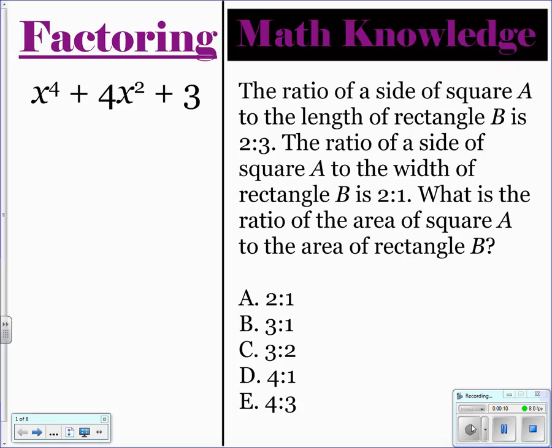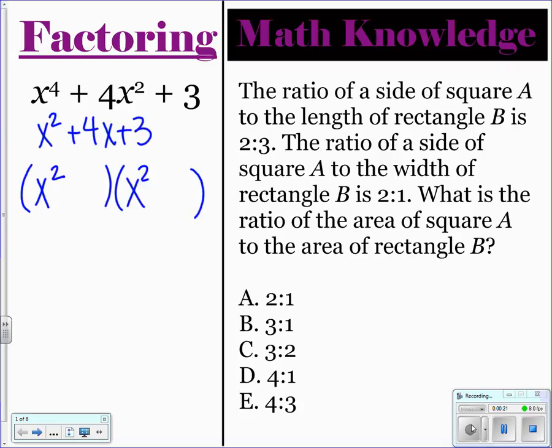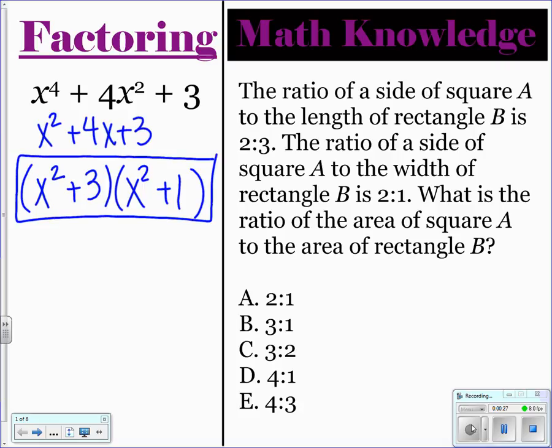So for this factoring, again, it's going to be like an x squared plus 4x plus 3. But instead of putting just an x at the front of both of your parentheses, you're going to put an x squared. And so the two numbers that you're going to want to use are a positive 3 and a positive 1. And that would be how you would factor that.